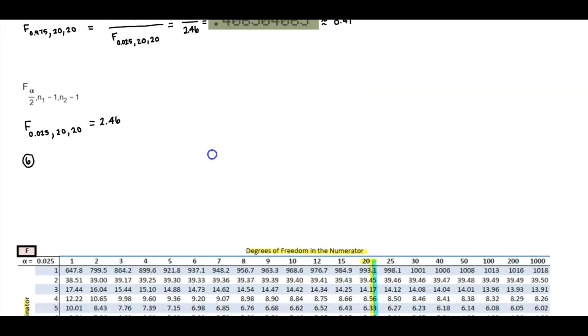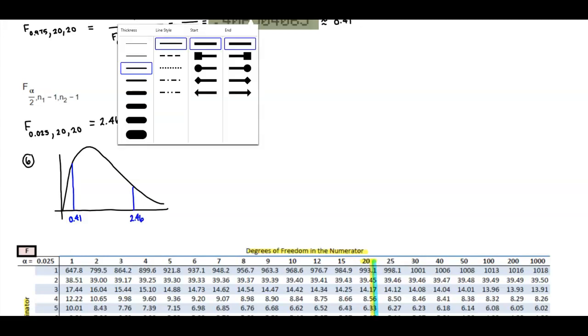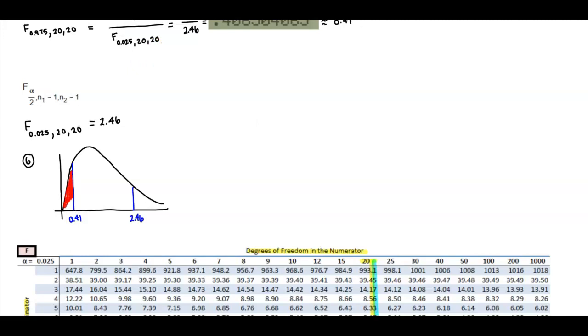Now what we want to do is draw our picture so we can determine where the critical region is. Here is our graph, and then we draw our critical values. Our critical values are located at 0.41 and 2.46. Then marking in red is our critical region. The red is our critical region.